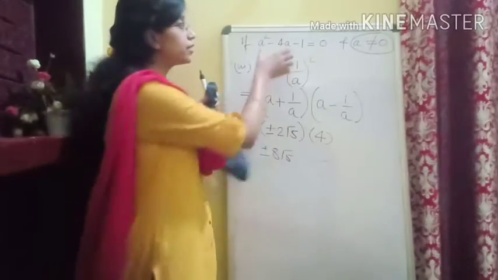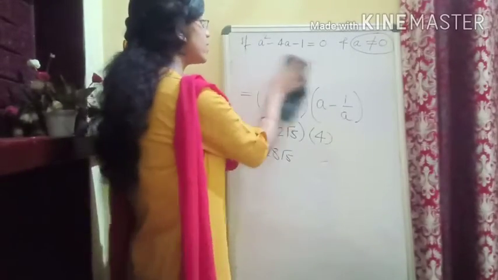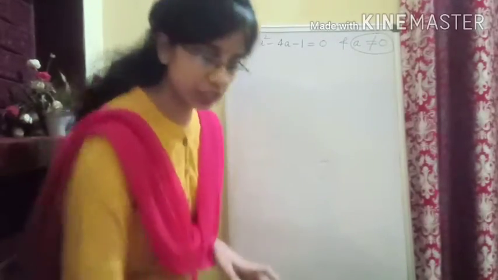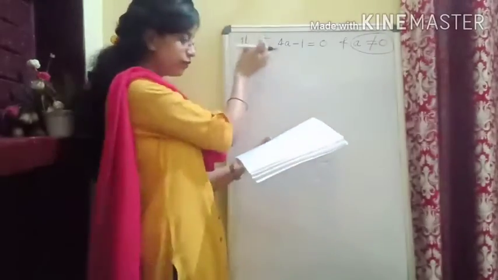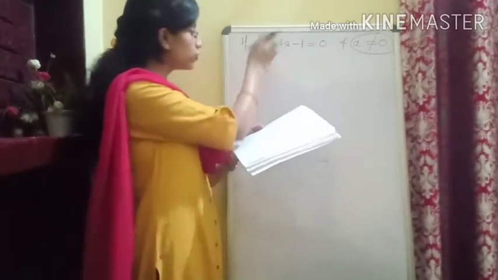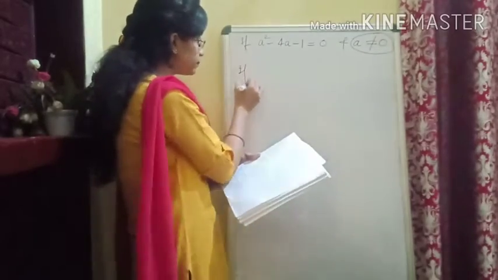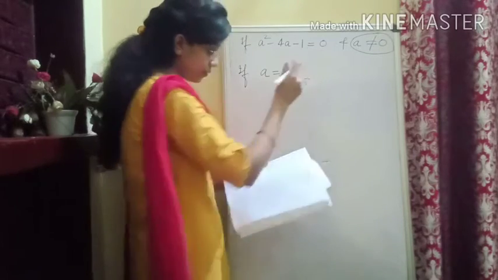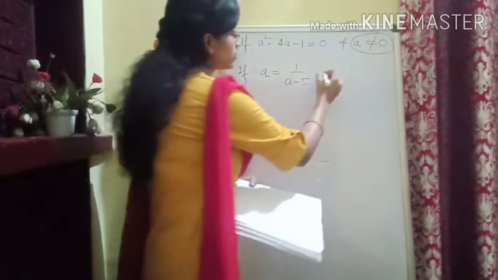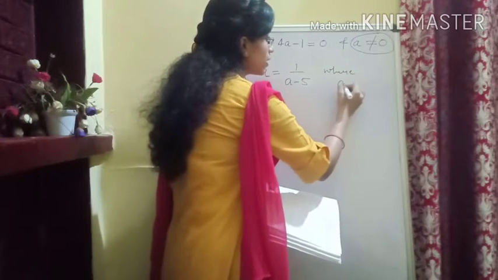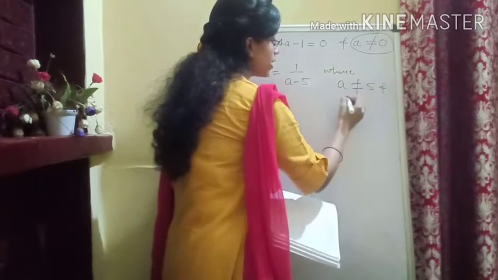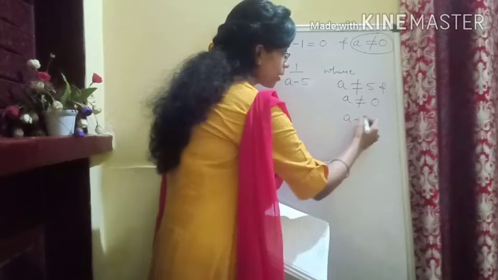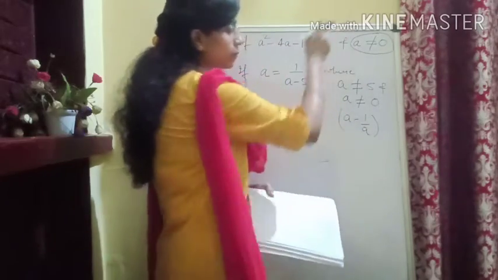One more question like this I am going to take, but I am not going to simplify. I will just re-explain how we are going to deal with such questions. I am going to leave this question like this only so that you can compare. Now if this is given, a equals 1 upon a minus 5, where they are saying that a cannot take the value 5 and a also cannot take the value 0, then you have to calculate the same thing, a minus 1 upon a, as it was asked in the previous question.